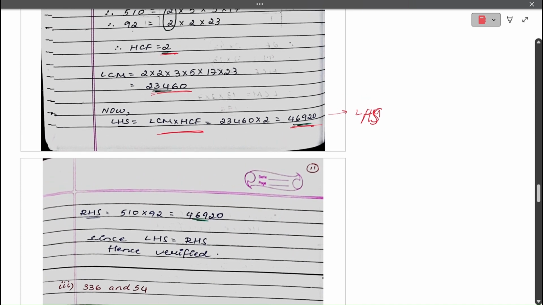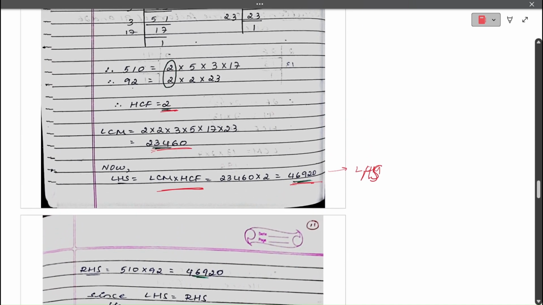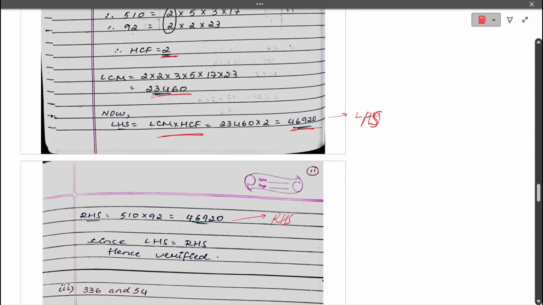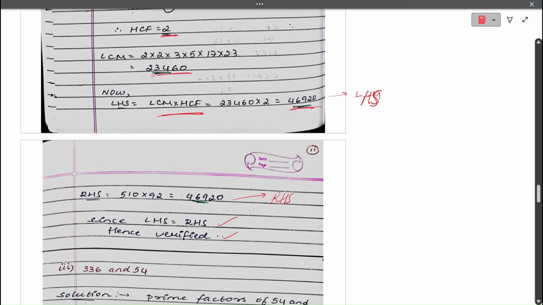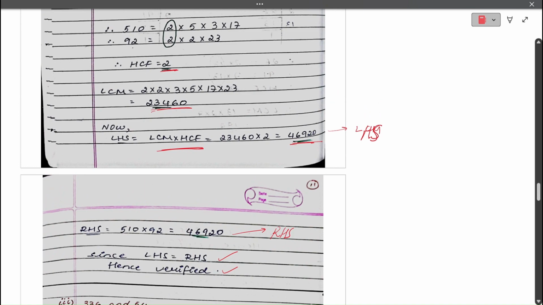Whereas for your RHS, 510 into 92 will also give you 46,920. This is your RHS. So when you consider both, your LHS and RHS are equal, so hence we verify it. Clear?